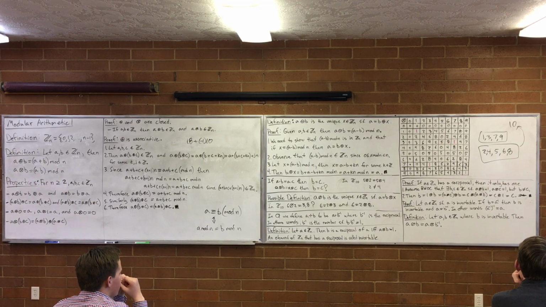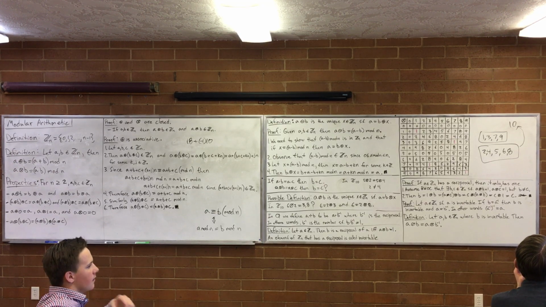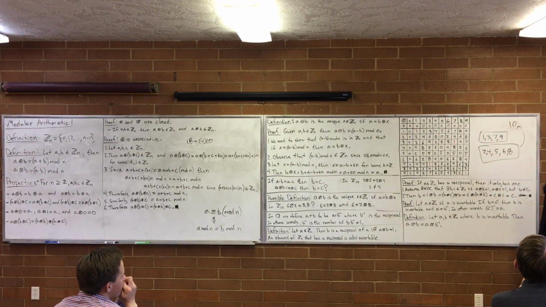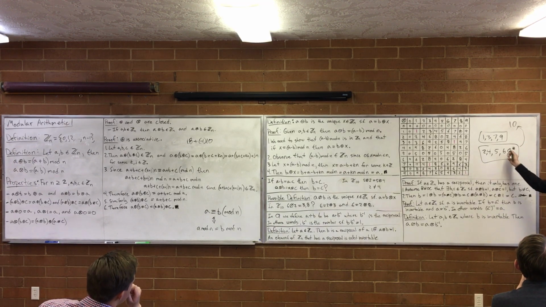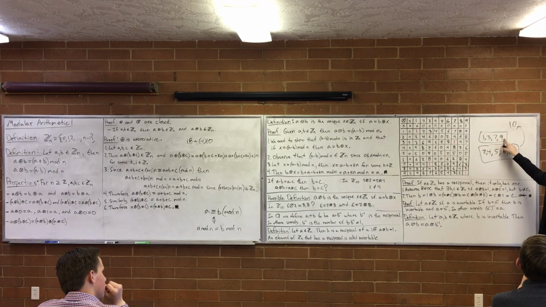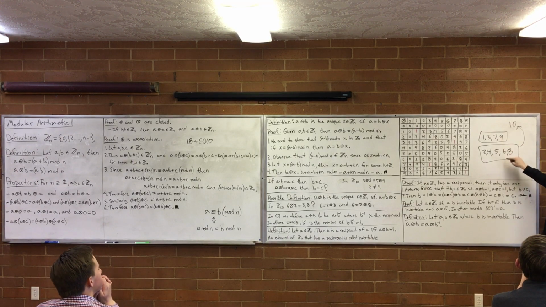What did we do last week? Greatest common divisor. Yeah. What's the greatest common divisor of any of these numbers with 10? 1. What's the greatest common divisor of any of these numbers with 10? Depends, right? 2, 2, 5, 2, 2. So these are the ones that are relatively prime, and these ones aren't.